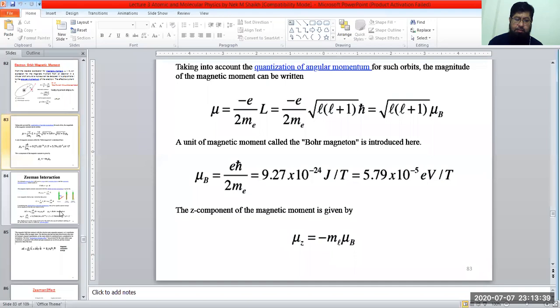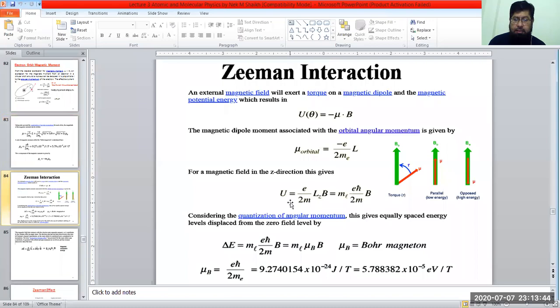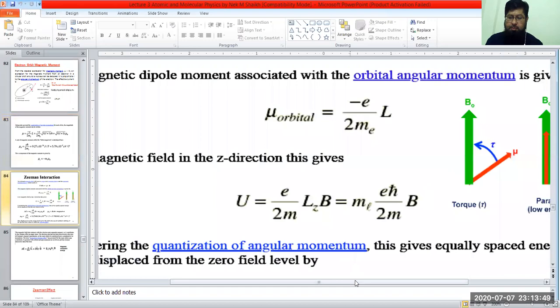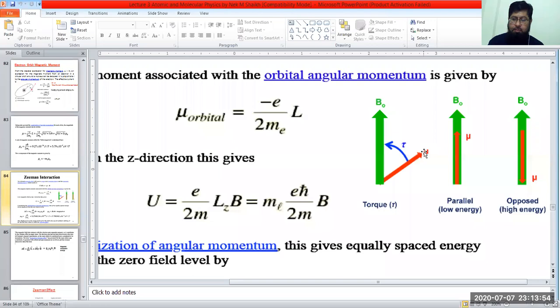Here in the Zeeman effect, we have seen that this is the magnetic moment mu. Mu is the magnetic moment of the electron. It means the electron is circulating in this direction. As a result, mu is normal to the plane of the circulating electron. This B naught is the direction of the magnetic field. So we say that this is the atom whose magnetic moment is in this direction.